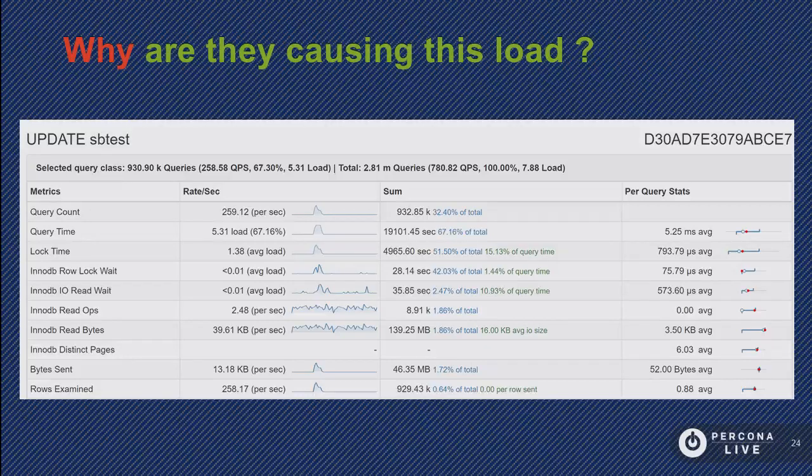So for example, for this query, I can say this query spends about 10% waiting on disk I/O. Well, that means even if I make my disk very fast and add a lot of memory, it's unlikely I will dramatically improve this query, because it spends time in other areas.